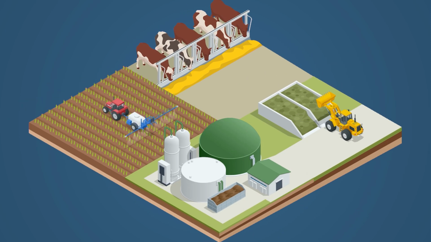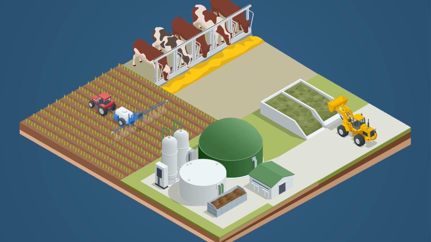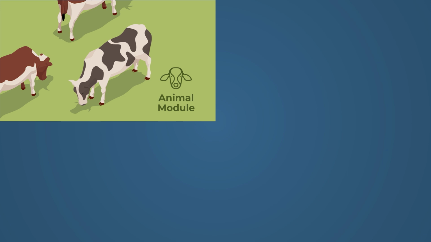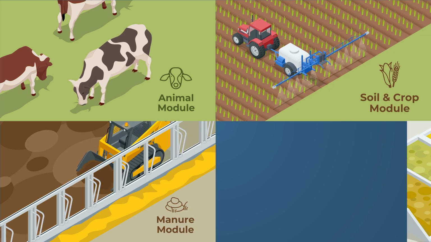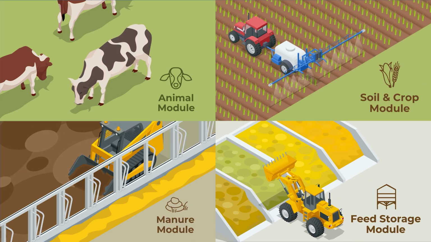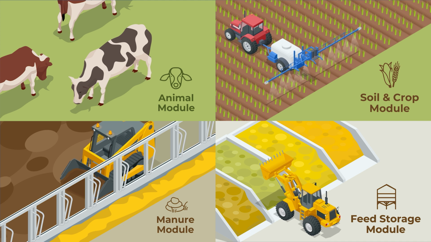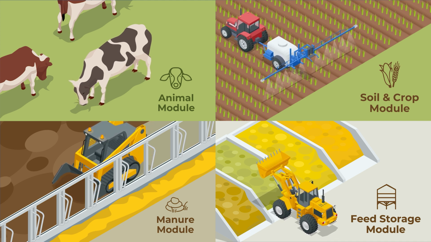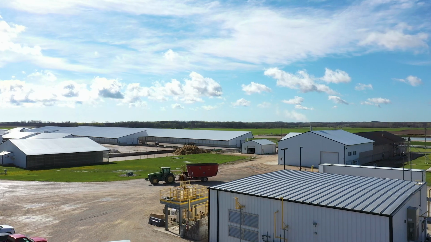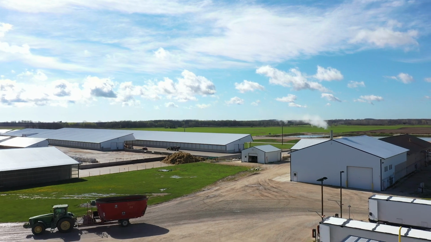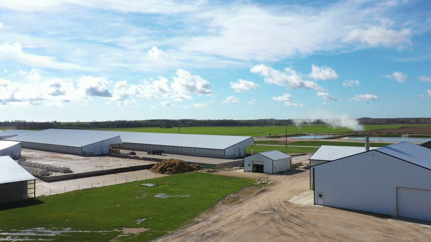The foundation of RuFaS is 4 interconnected biophysical modules: animal, manure, soil and crop, feed storage. These process-based modules simulate production, nutrient flows, transformations, and losses on a single farm, updating predictions and passing information between the modules on a daily time step.